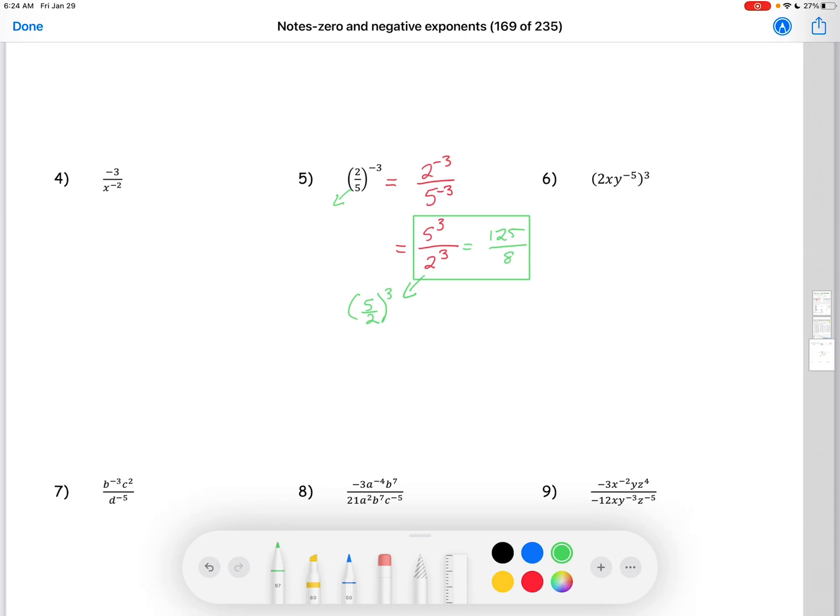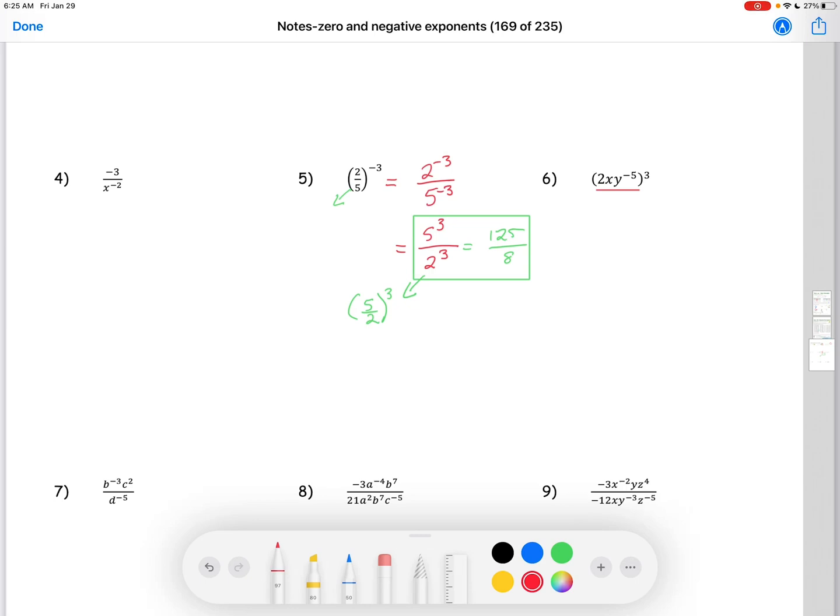Number 6. Y'all should know how to do this one, right? Everything, 2x y to the negative 5, is being raised to the third power. So we just need to distribute that 3 to each part inside of this parentheses. Try your hand at it. I think you can do it.